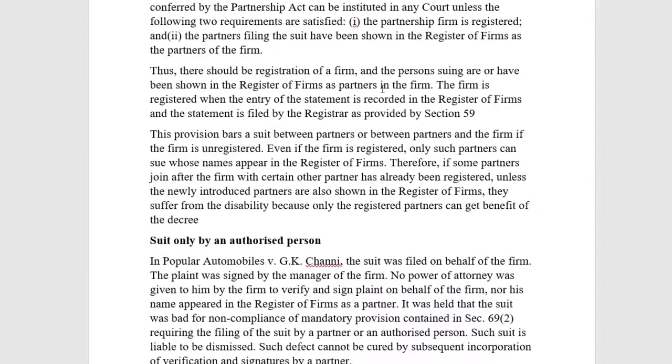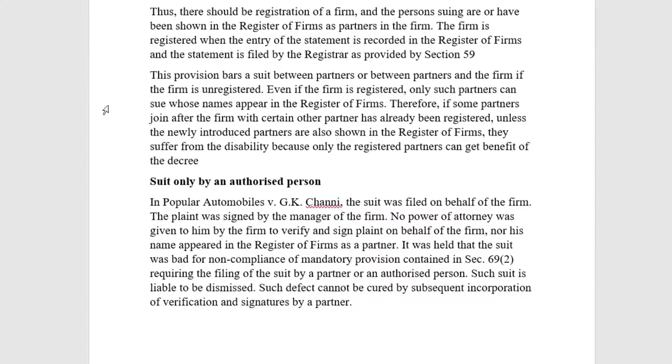Thus, there should be registration of the firm, and the persons suing should have been shown in the register of firms as partners in the firm. Their names have to be shown in the register of firms. The firm is registered when the entry of the statement is recorded in the register of firms and the statement is filed by the registrar, as provided under section 59. How to enter the names and how to file the statements has been given under section 59. This provision bars a suit between the partners, or between the partners and the firm, if the firm is unregistered.